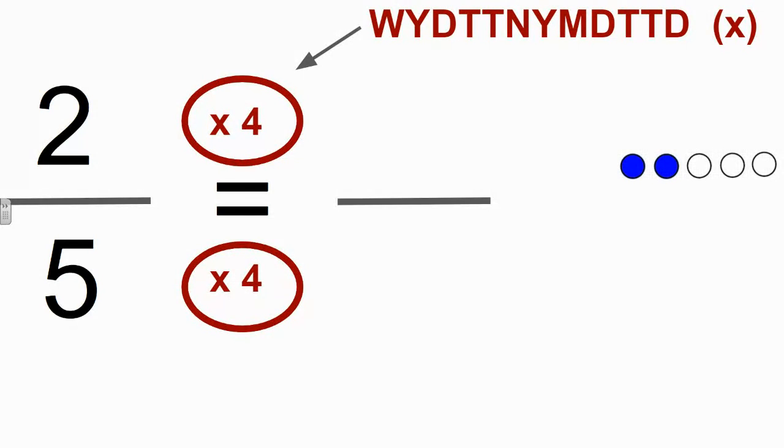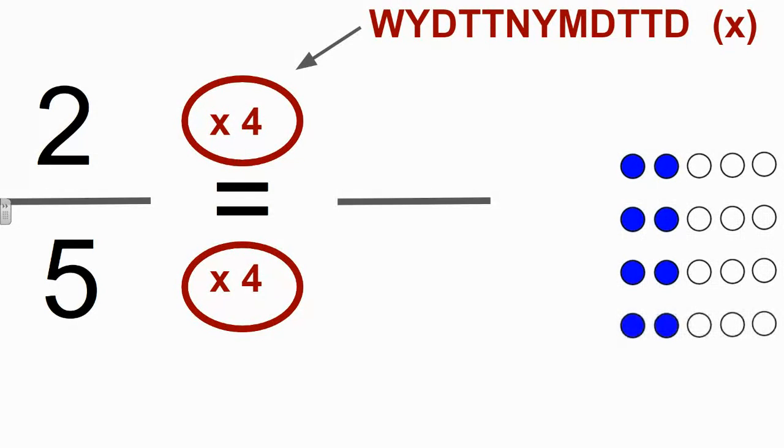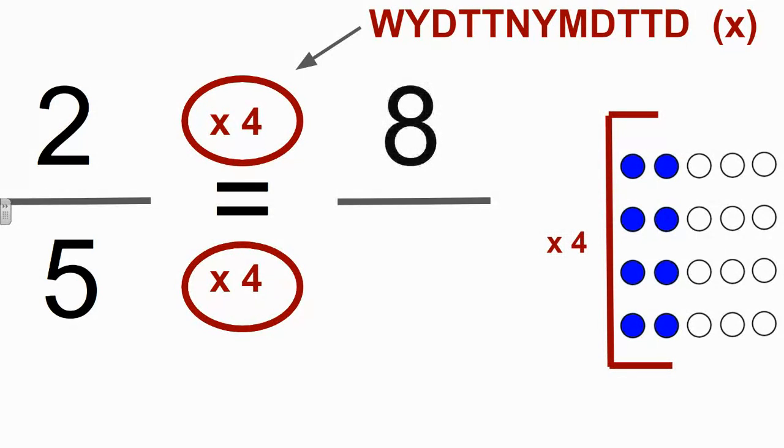What that means is if I had 2 out of 5 shaded, 2/5, and I do that 4 times, because that's my watudamadud, now how many I have shaded is 2 times 4, which is 8. And how many total I have is 5 times 4, which is 20. Again, we're going straight across here. 2 times 4 is 8.